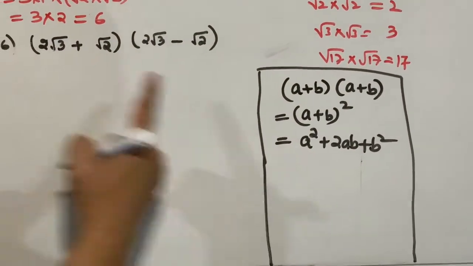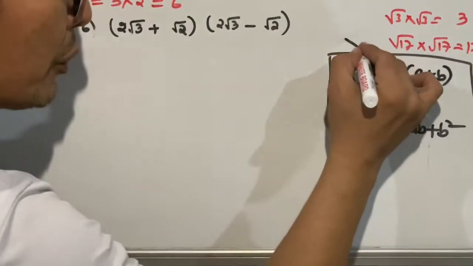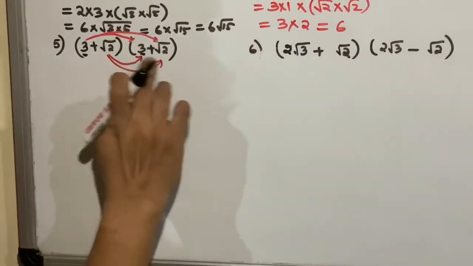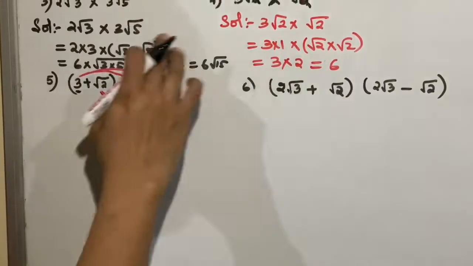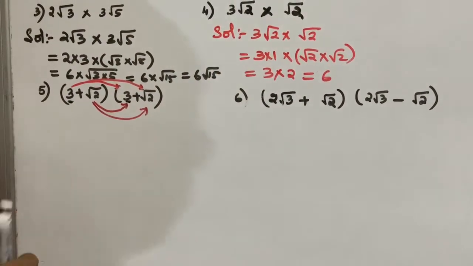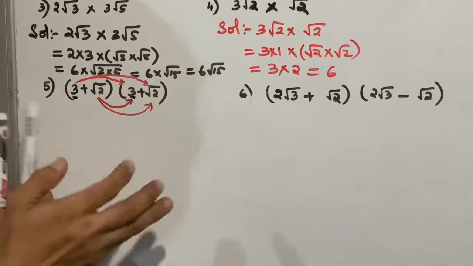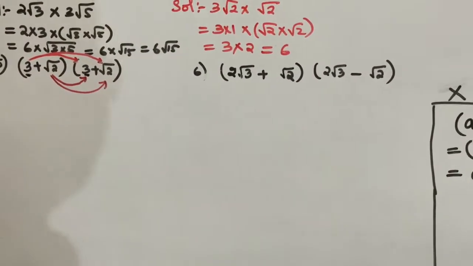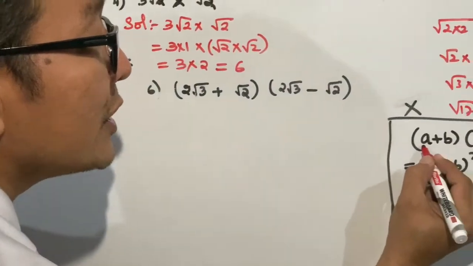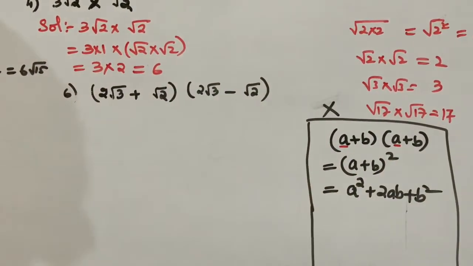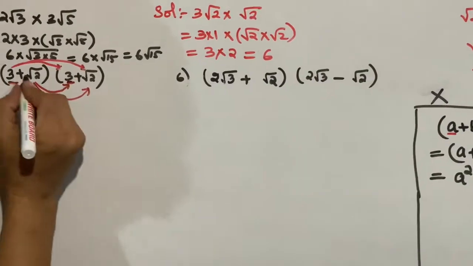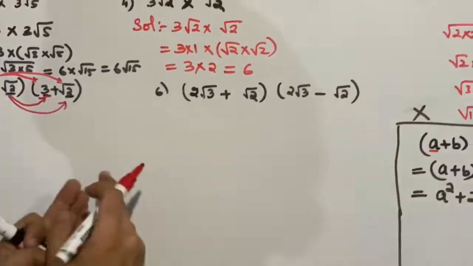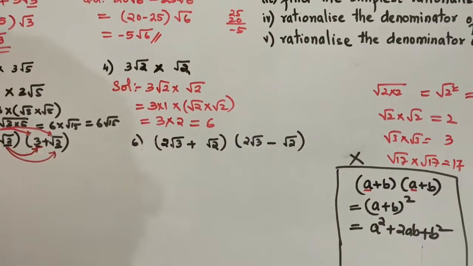Apply the formula here: 3 multiplied by root 2, and so on. That is a lot of multiplication, so the distributive property works, but we can also apply the formula directly. Compare the terms: both terms are the same in the expression. We can apply this formula. The formula can be applied in two ways.